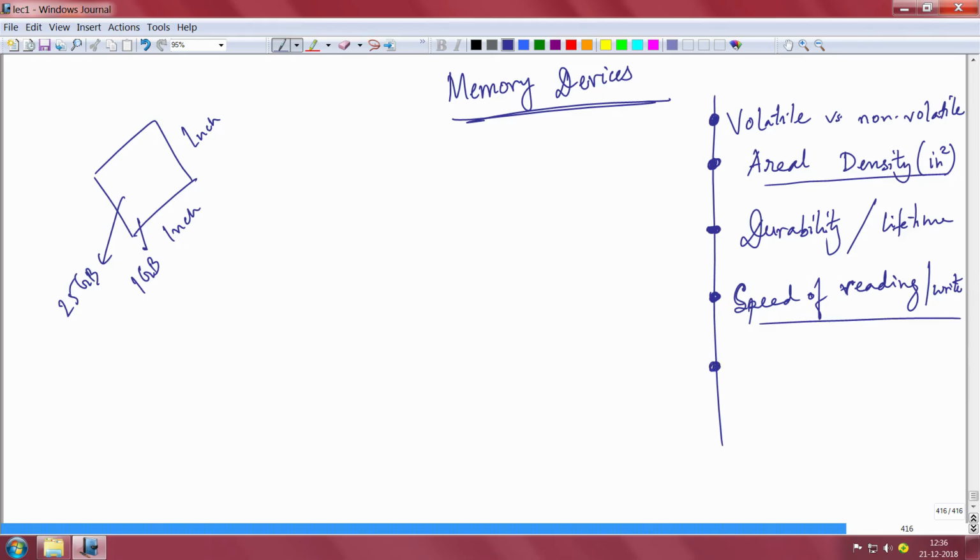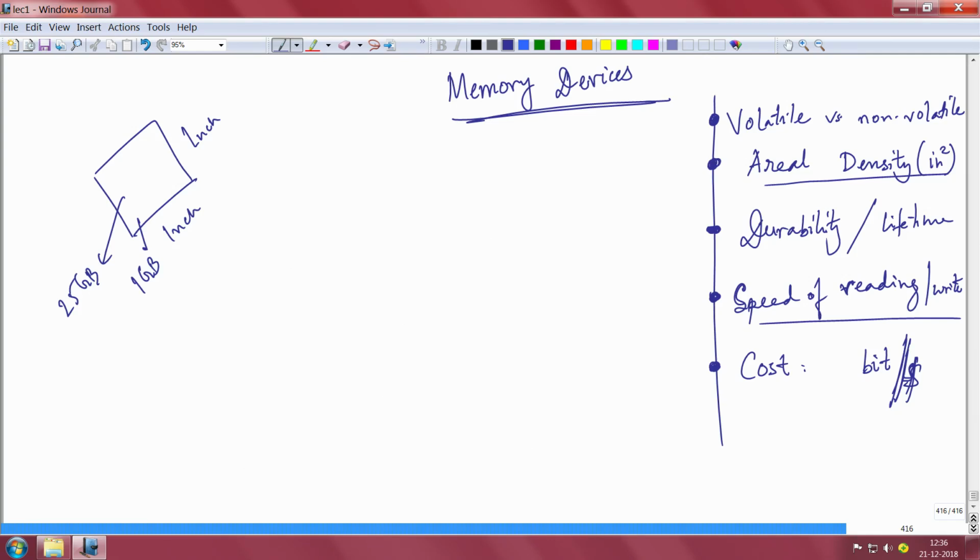And of course, everything else remaining the same, what remains important is cost, which is the price per unit dollar: how many bits are you storing per unit dollar, okay. These are very important things.